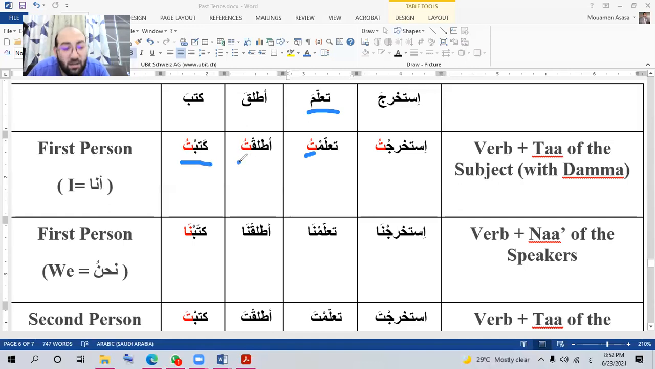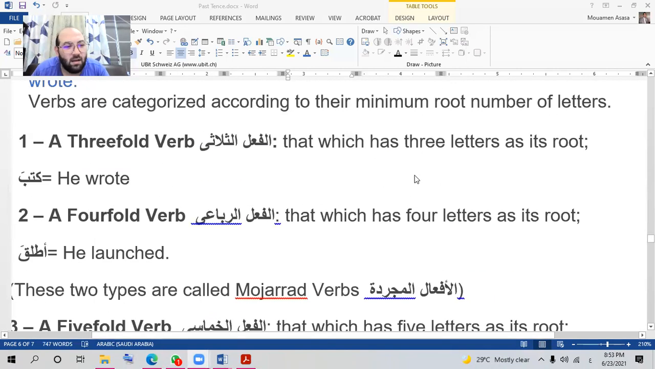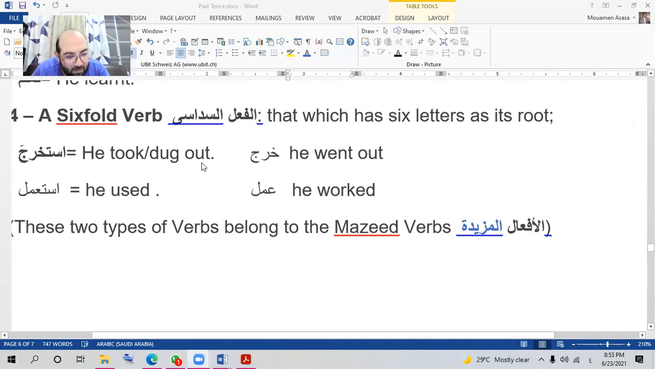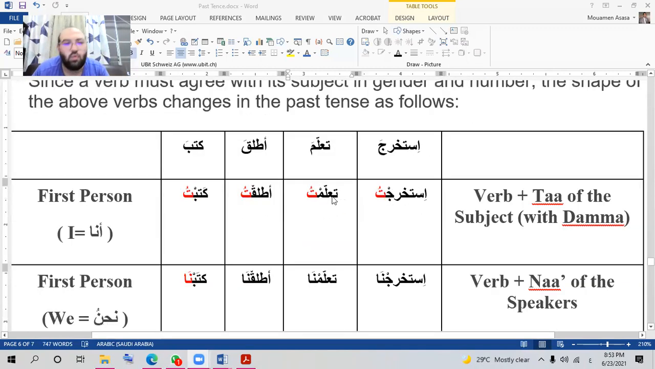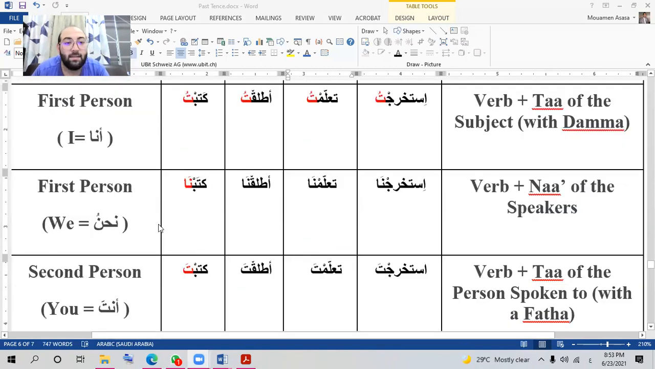I launched, أطلقت. Launched means I fired. I shoot, no. أطلقت. تعلمت, I learned. استخرجت. What is the meaning of استخرجت? I forgot. استخرجت. Take it out. Dug it out. Took it out. Okay, in terms of we, we add na at the end.